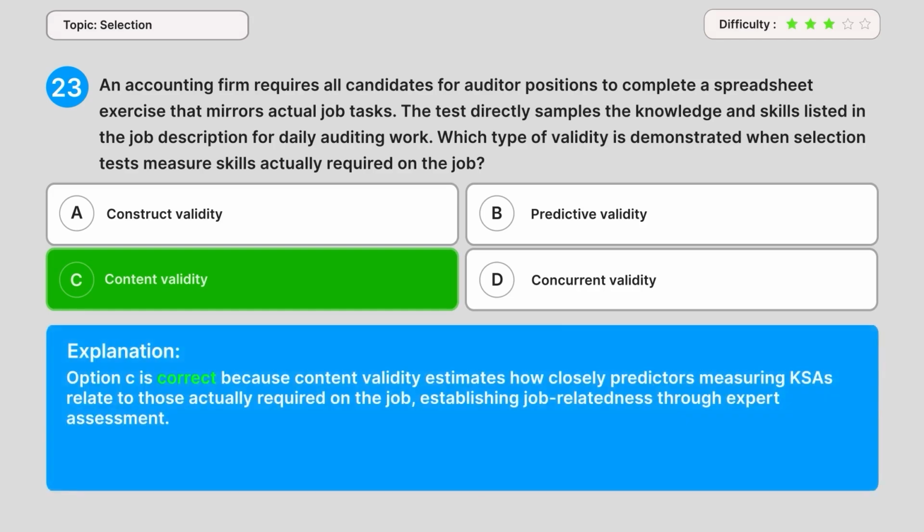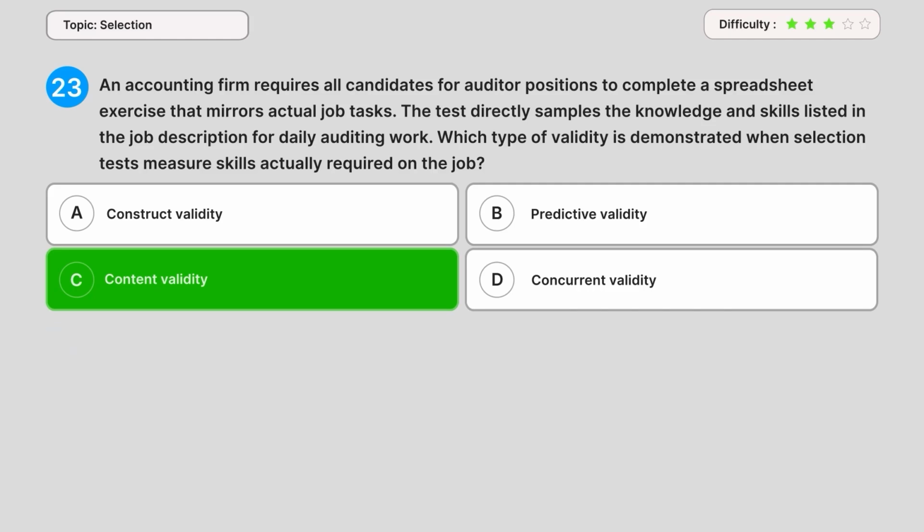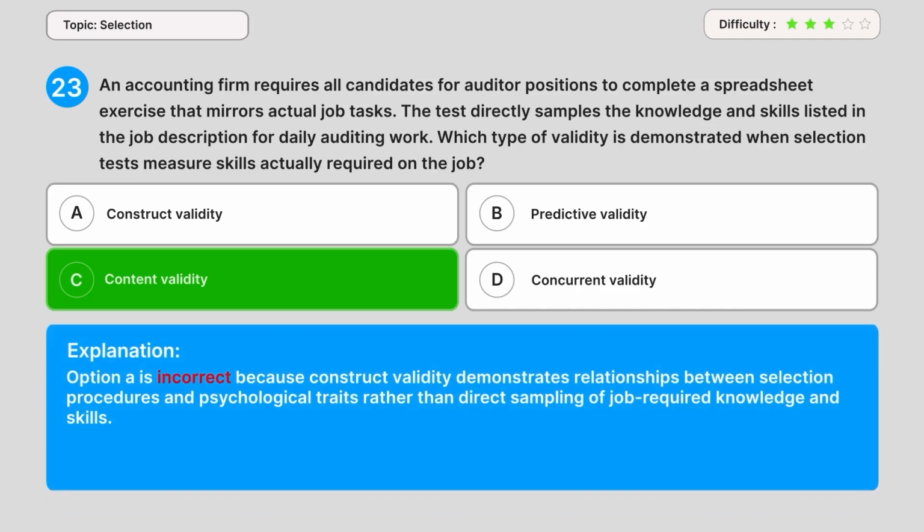Explanation: option C is correct because content validity estimates how closely predictors measuring knowledge, skills, and abilities relate to those actually required on the job, establishing job relatedness through expert assessment. Option A is incorrect because construct validity demonstrates relationships between selection procedures and psychological traits rather than direct sampling of job-required knowledge and skills.